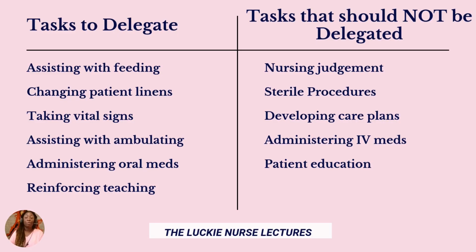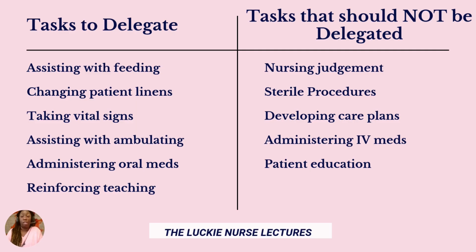So, anything that would require that aspect of critical thinking and nursing judgment should not be delegated to anyone else. Again, including another nurse. If that's your patient, that's your responsibility. And then in this column, moving through the column, we have things like sterile procedures. That's because sterile procedures are high risk. They're considered high risk tasks. If they're done improperly, the patient is at risk for infection. So that's something that you need to be doing yourself.